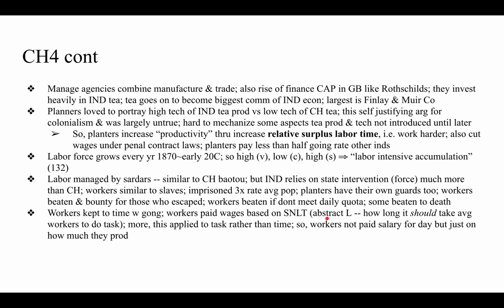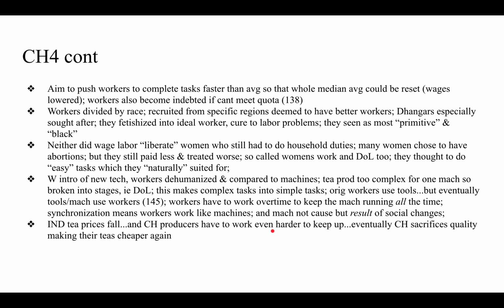This is abstract labor, how long it should take an average worker to do a task, not how long it actually does take. More, this was applied to the task rather than time, so workers were not paid a salary for a day, but just on how much they produced. There was an aim amidst this context to push workers to complete tasks faster than average, so that the whole median average could be reset and that wages could be lowered. This is how abstract labor time works. If people start working faster, it's just to their detriment, actually, because then everyone is held to the same standard. So workers would become indebted if they couldn't meet quota.